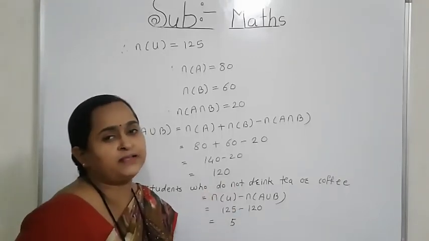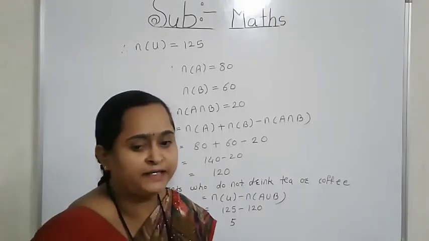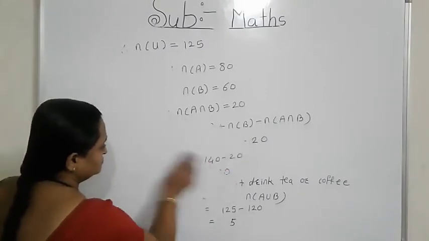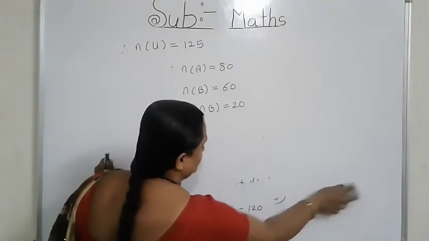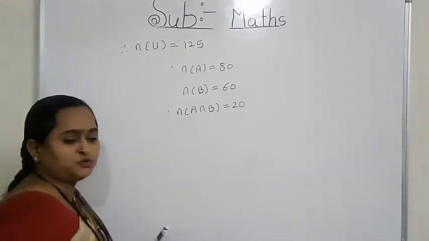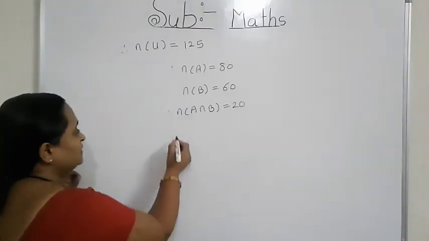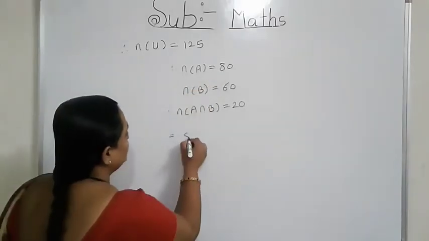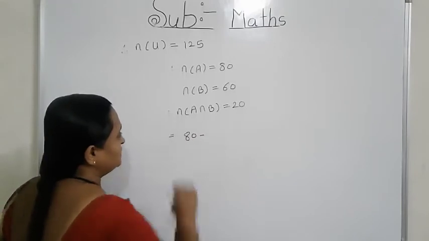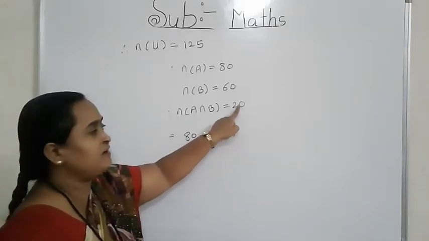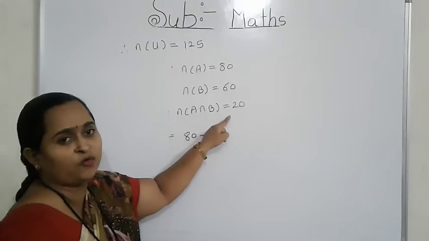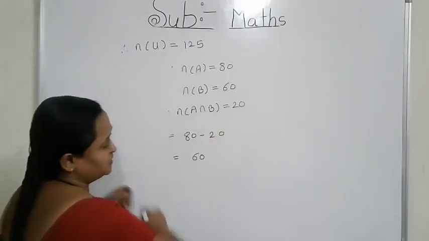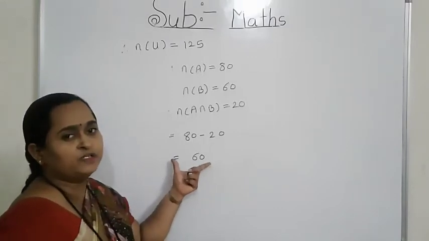Again, if you want to find how many students drink only tea, then see how you have to find that. The number of students who drink only tea is equal to, now the total number of students who drink tea is 80, then 80 minus. Now these 20 students are there. They are drinking tea and coffee both. Then minus 20, then your answer will be 60. Means 60 students drink only tea.